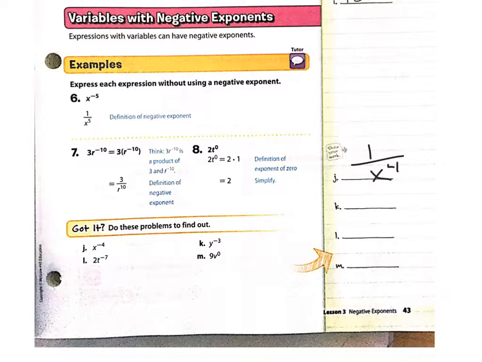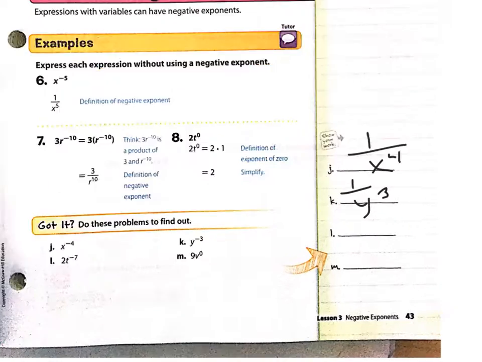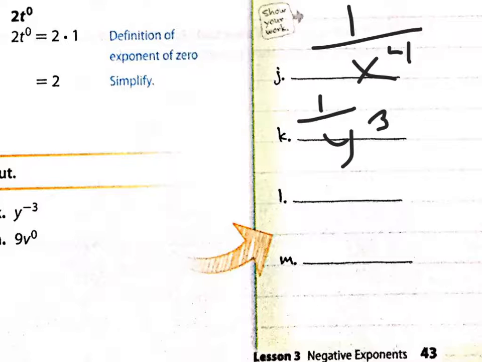Whoa! It's 1 over, wait, yeah. 1 over Y to the 3rd power, right? To the 3rd power. Good job. I'm gonna zoom in here so I can write better. Alright, what about L? What about L?